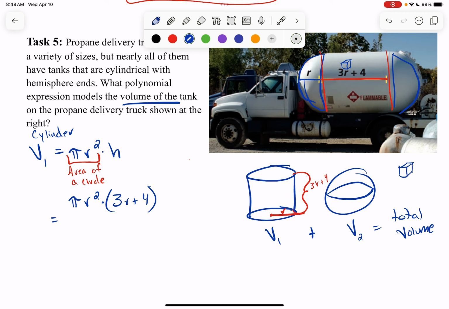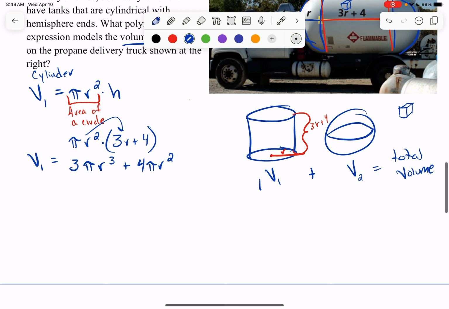If we distribute this out, I would have 3r times pi r squared, which is going to give me 3 pi r to the third, plus pi r squared times 4, which is going to give me 4 pi r to the second. Okay, so that's the volume 1 of our cylinder. So volume 1 of the cylinder is 3 pi r to the third plus 4 pi r to the second.